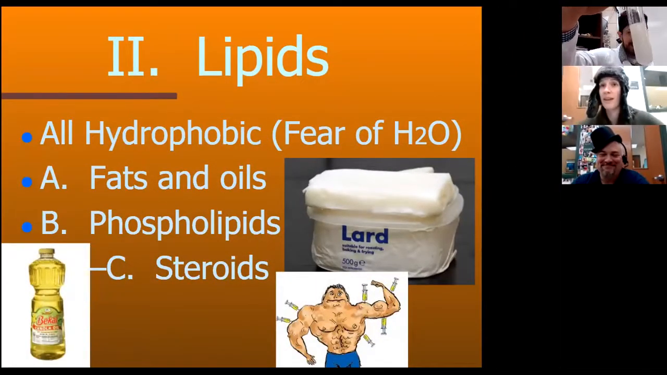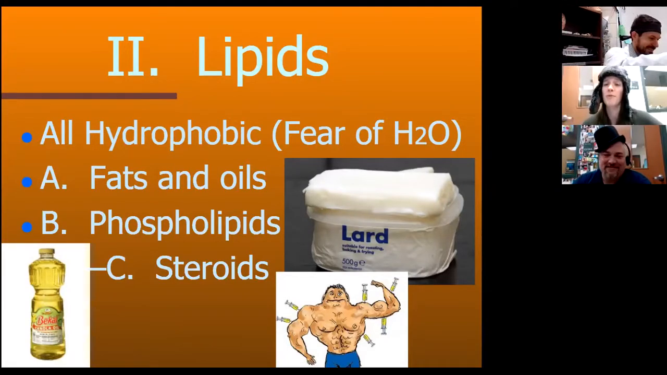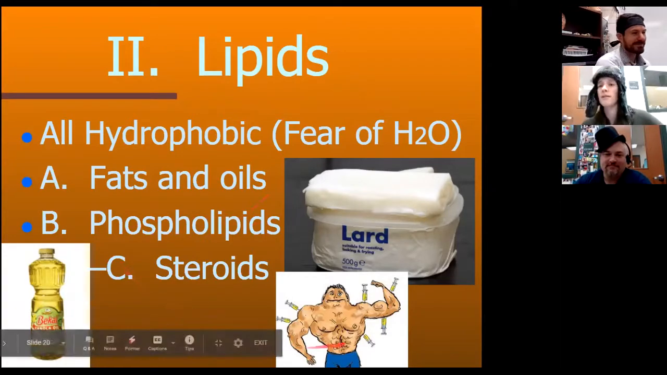While we're waiting on that, we'll talk today about the different types of lipids, which are going to be fats and oils, phospholipids, and then steroids.